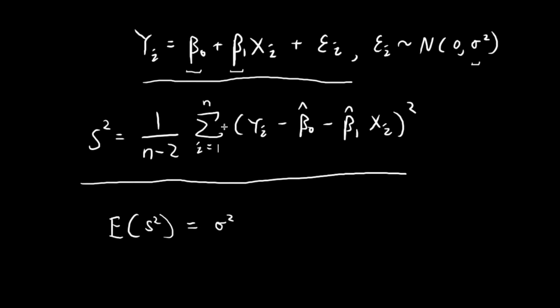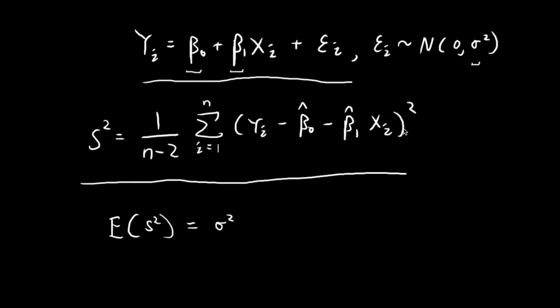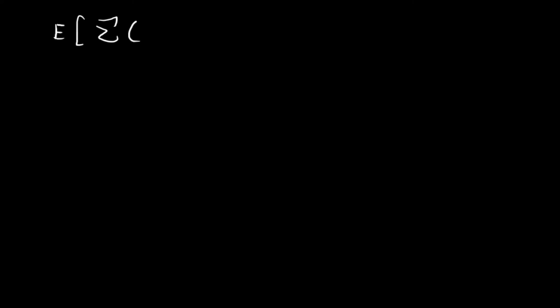So in order to prove this, I'm going to find the expected value of s square. I'm going to drop this n-2 term. So for the rest of this video, I'm going to consider the sum of these terms that you see over here, so the terms wrapped around by the summation sign. So we have y_i minus beta naught hat minus beta 1 hat x_i, squared. I'm going to find the expected value of this expression.